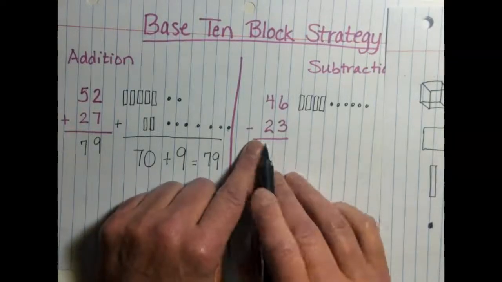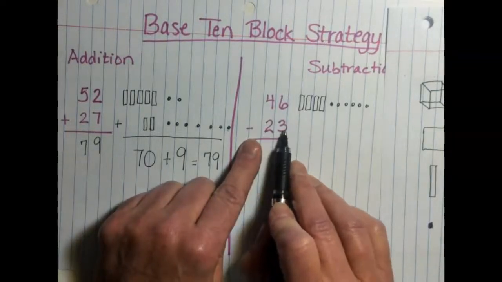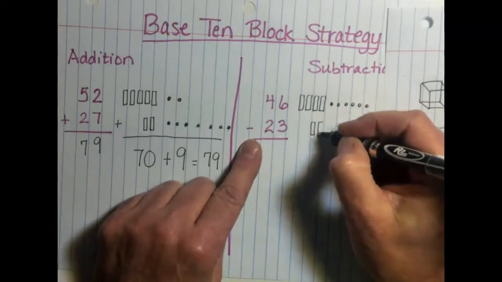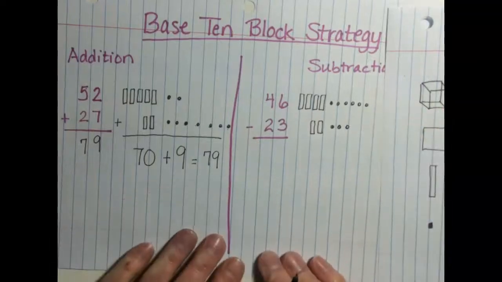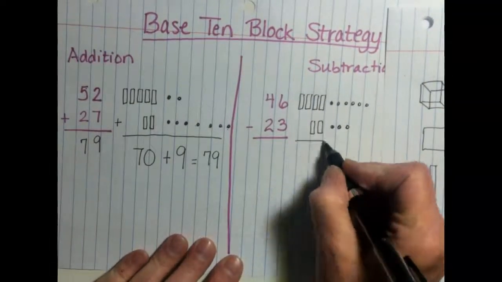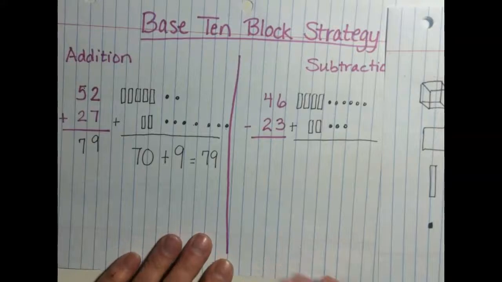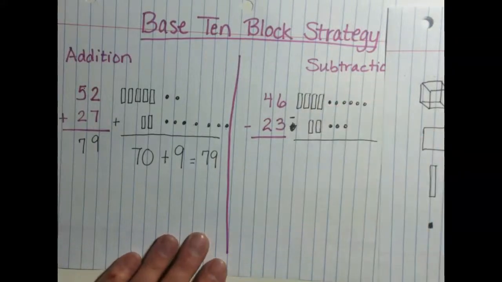Then I go down and I say I have 2 tens and 3 ones. 23 is 2 tens, 3 ones. So I say 2 tens and 3 ones. Now, oh, I'm sorry, not plus, minus, make sure you don't make the same mistake I just made.